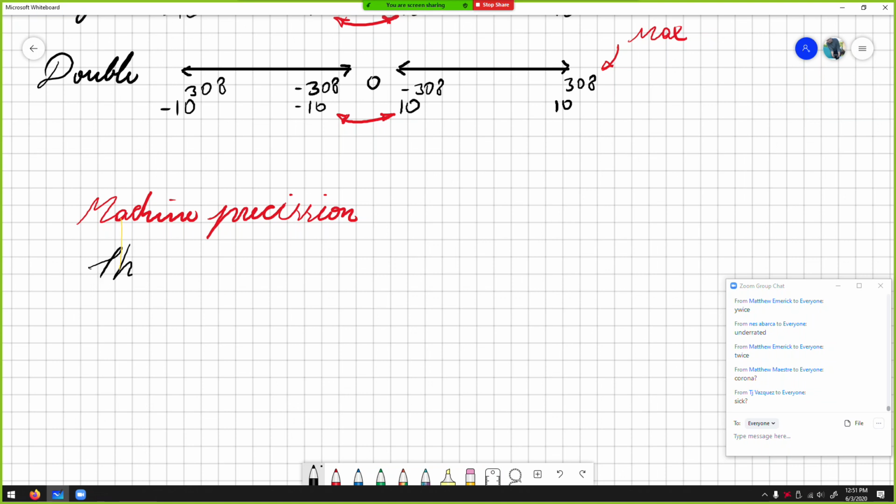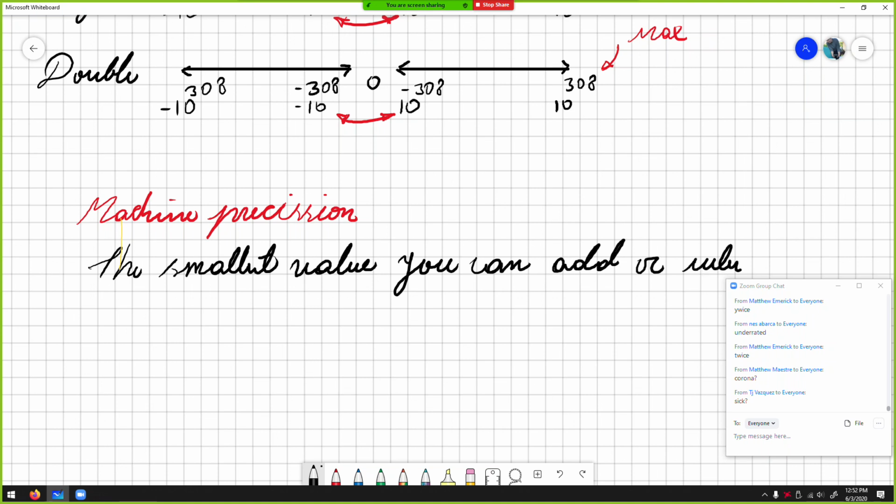It's the smallest, and I'm going to write it all in cursive because that's the way I am. It's the smallest value you can add or subtract. So this is all you need to know. It's the smallest value that you can add or subtract from, I don't remember if it's from 1, and still be able to tell a difference. It's something like that. But I know it's the smallest value that you can add or subtract.